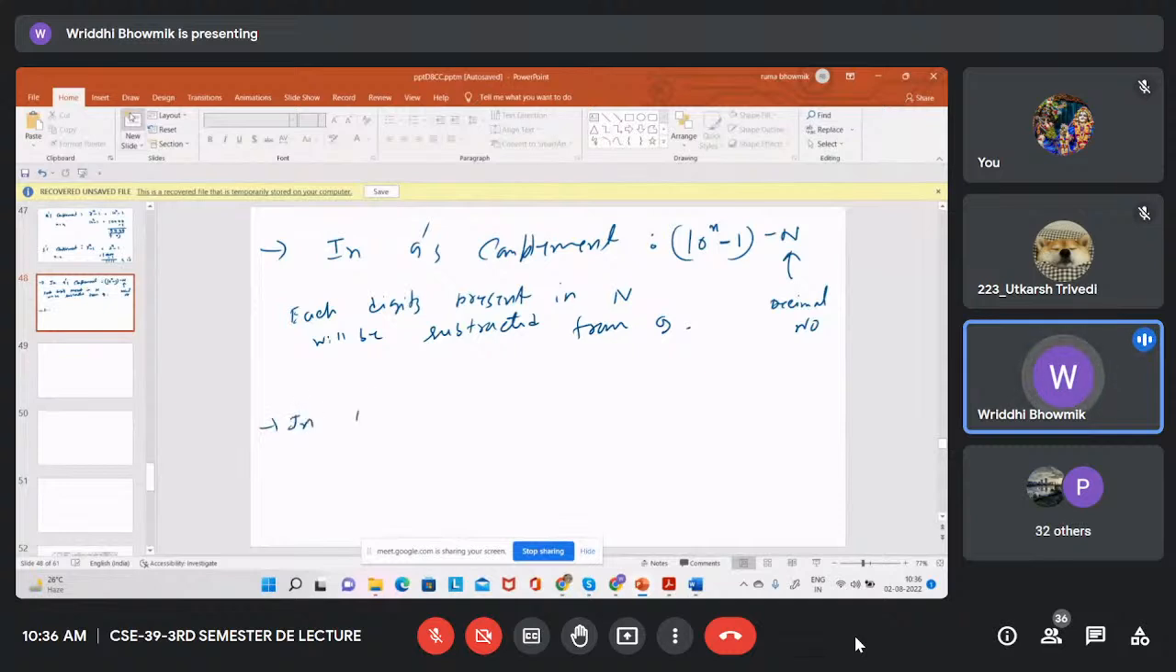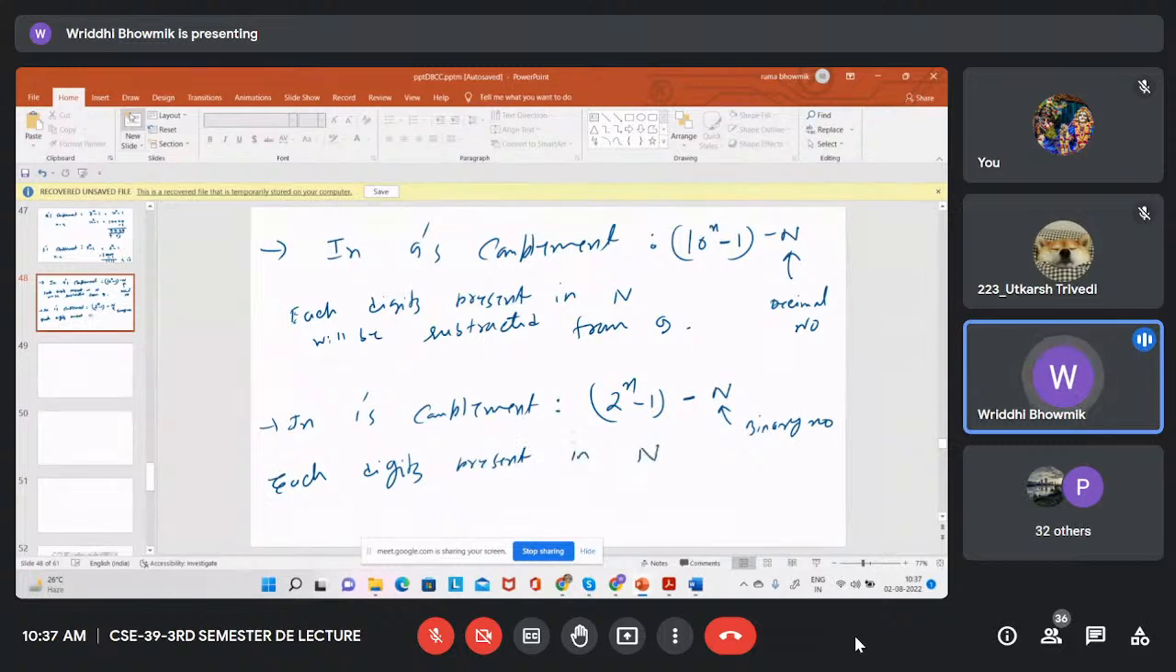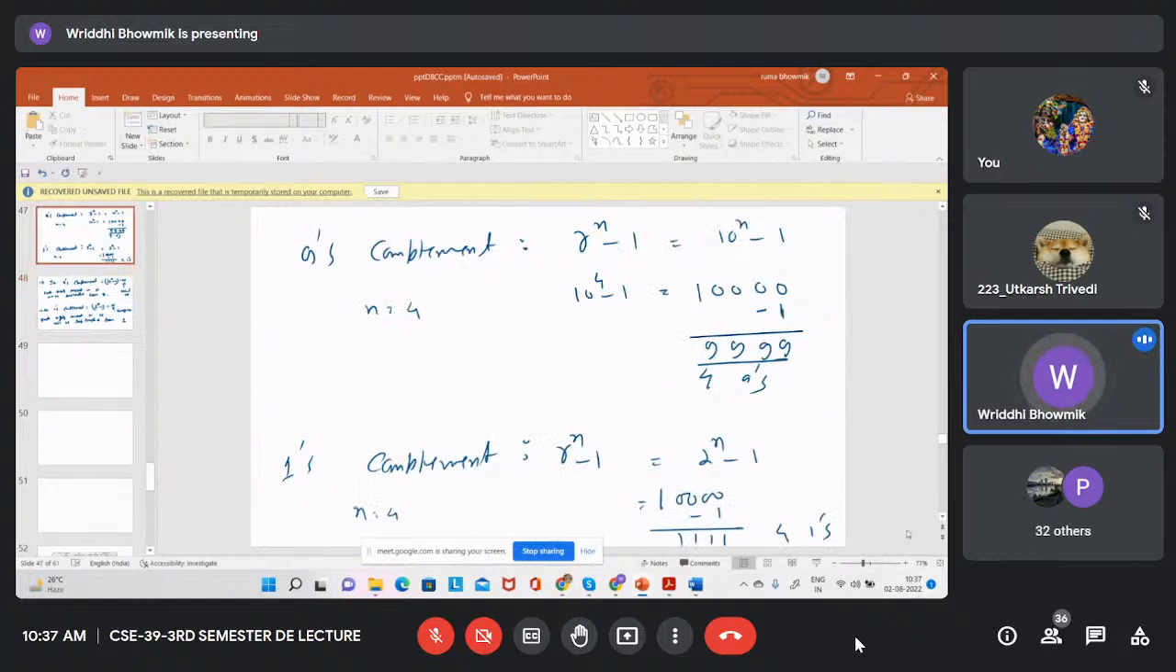Right. Now in 1's complement, we have 2 to the power n minus 1 minus capital N. Now it is a binary number. So each digit present in capital N will be subtracted from 1, because after doing this subtraction, you have only ones, right? Here, 2 to the power n, when n is equal to 4, is a 1 followed by n number of zeros. So when you subtract 1 from this quantity, you have n number of ones only.